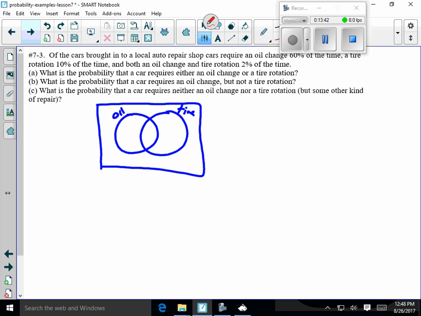Whenever we use a Venn diagram, we should always fill in from the inside out, right? So it says that we require an oil change and a tire repair 2% of the time. Here, that's the intersection, so that means we have 2% in here. I'm going to use 0.02 to represent that as a probability. Then it says we require an oil change 60% of the time, so this oil circle has to have a total of 60% in it, but we know that 2% has already been accounted for, so that leaves only 58%.